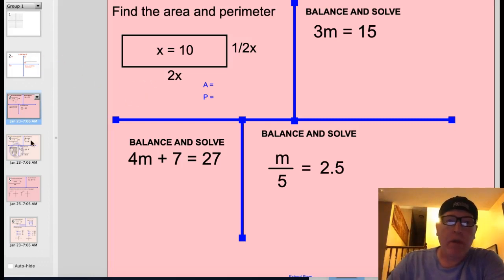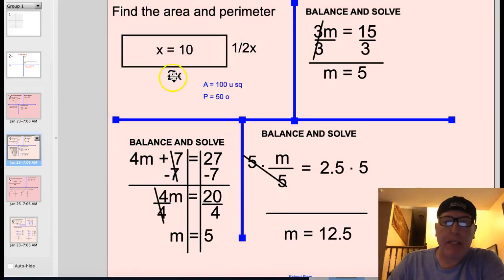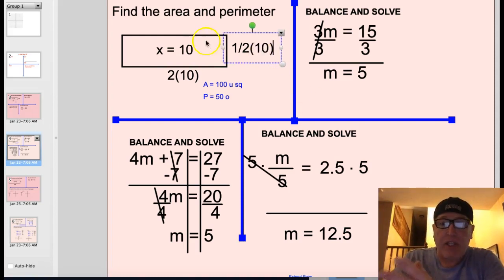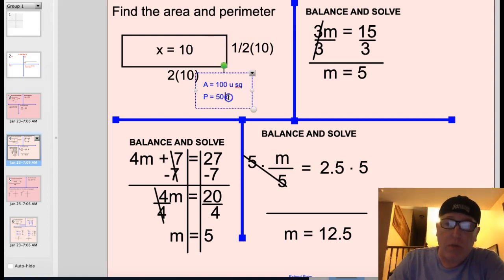Okay. Well, you just pop x in there. That would be 2 times. Literally, you take the x out and you put parentheses in and put it like this. That becomes 20 on this side, and then half of x is going to be half of 10. Same way, and that's going to be 5. So that's going to give you 20, 40. And the two 5s together make a 50 perimeter, 50 units, not O's, 50 units.